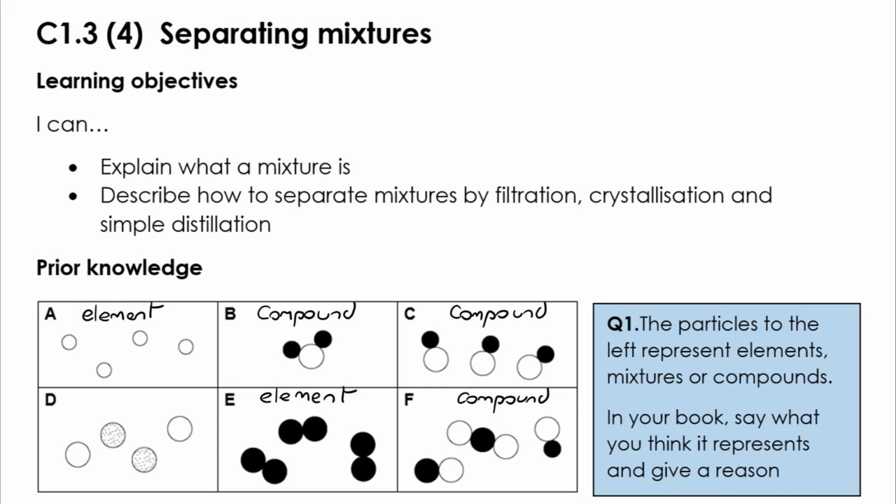We've got B, C and F are compounds. They are made of more than one type of atom and they are chemically combined. And then that leaves us with D, which is a mixture. And that's more than one type of atom or compound. And they are mixed together, but they're not chemically combined.